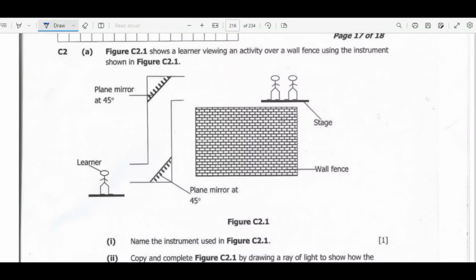Welcome folks, in this video we are going to look at question C2. This question is coming from section C of Science Paper for the year 2022.